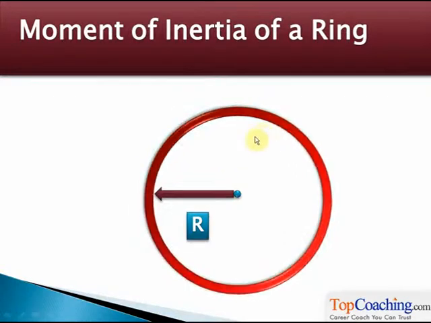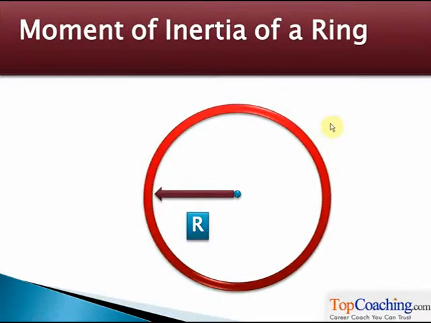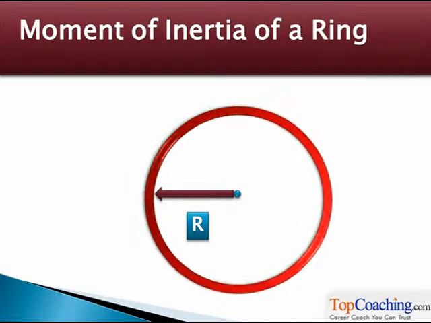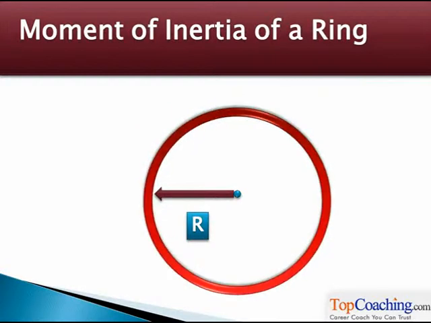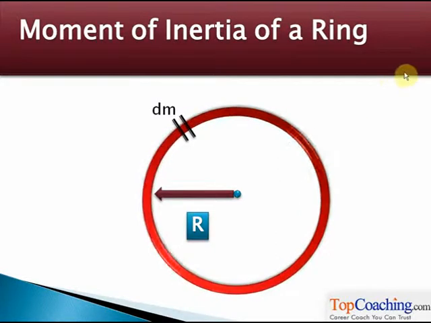So the ring is basically rotating like this. The axis right now is perpendicular to the computer screen. Understood? It's facing towards you. So did you understand in which plane the ring is rotating? The ring is rotating in the plane of the computer screen, and the axis of rotation is perpendicular to the ring. So what will be the moment of inertia?